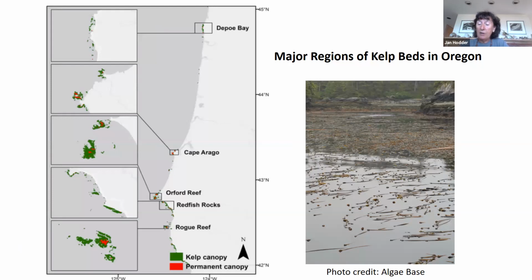Starting in the north, there are scattered kelp beds in the vicinity of Depot Bay, but it is in the south of the state where we find the most extensive kelp community, as you would expect, because of the presence of the existing rock habitat. The immediate nearshore areas of Cape Arago and of Redfish Rocks and the rock habitats of the Orford and Rogue Reef are notable for their abundance of kelp habitat.